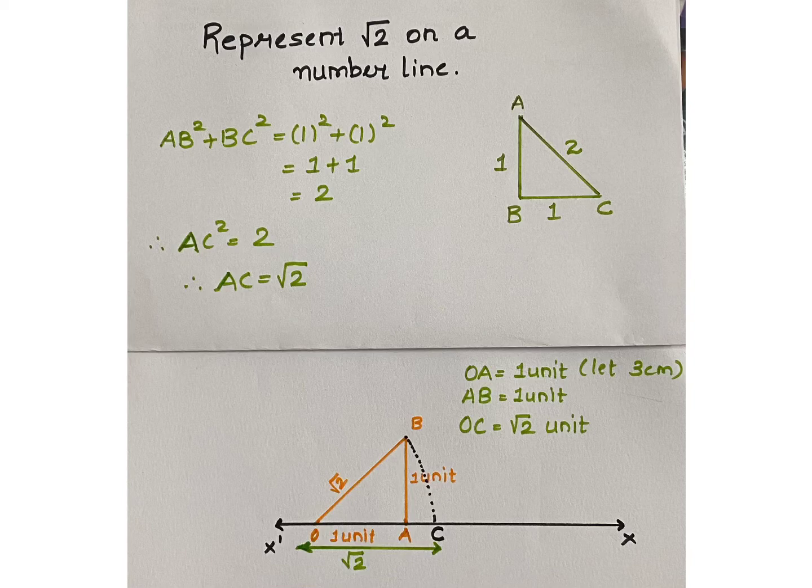Now you have to take the measurement equal to OB with the help of a compass, and by taking O as center, draw an arc from point B which will intersect this x dash axis at point C. Here you can see that this arc is represented by a dashed line. So the point where this arc is intersecting the x dash axis, mark that point as C, and the distance OC will be equal to root 2. Hence we have represented root 2 on a number line.